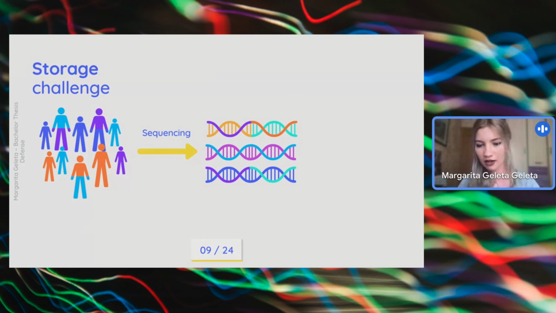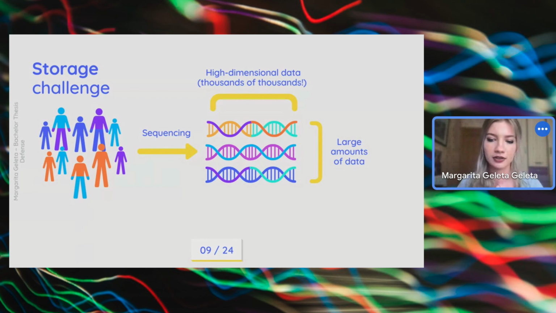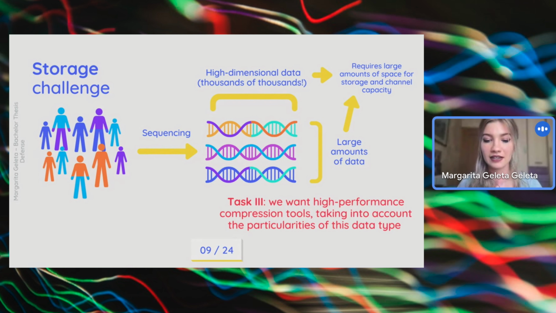If we start sequencing lots of sequences of many individuals, we end up having large amounts of data, and that data is really high dimensional. We have thousands of positions. This would require large amounts of space for storage and large channel capacity. And I think you can guess that this is a problem of storage. We need compression tools which can exploit the features of this specific data type. So this would be the third task.